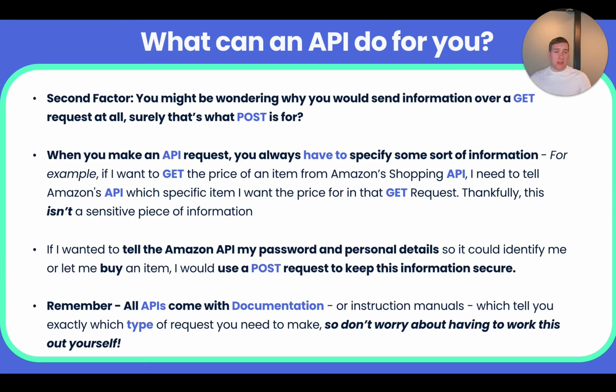On the other hand, if I wanted to use the same API to buy the bucket and the mop, I would use a POST request to instruct this, because again, I don't really want anyone seeing my Amazon login, my credit card or debit card details, so on and so forth. So those are two rules to keep in mind, just the difference between GET and POST. But bear in mind, every API does come with documentation, so don't worry about trying to work it out in your head. Should I use GET? Should I use POST? The documentation will tell you exactly what to use. I just think it's worth knowing the rules between them both.